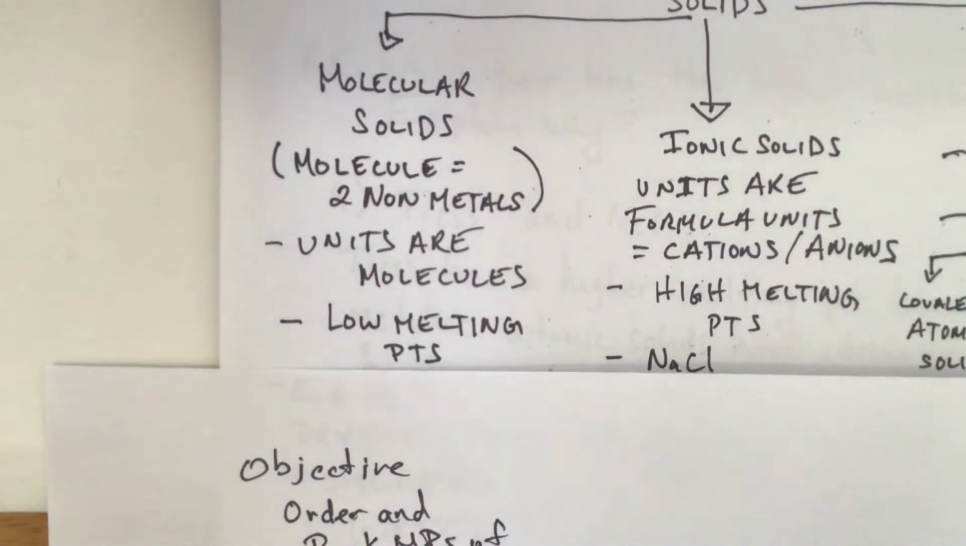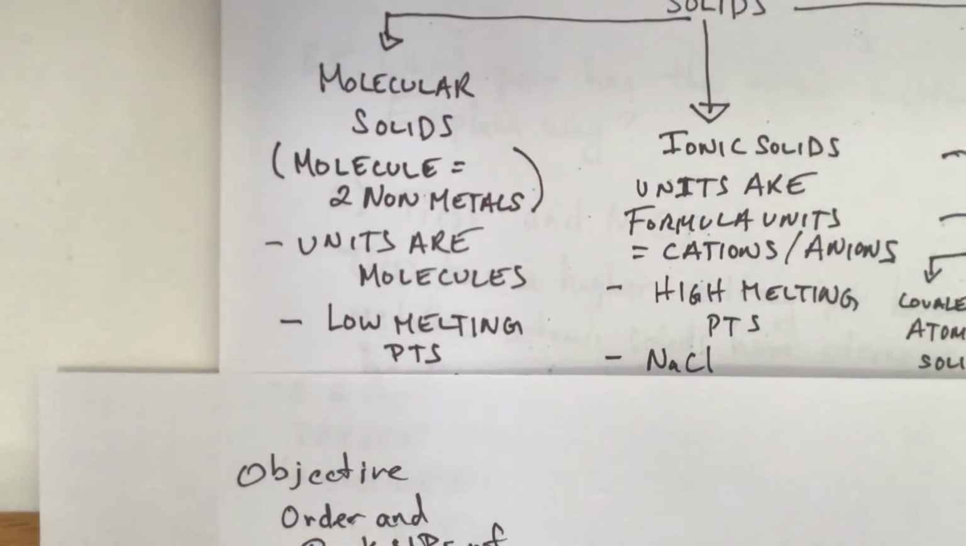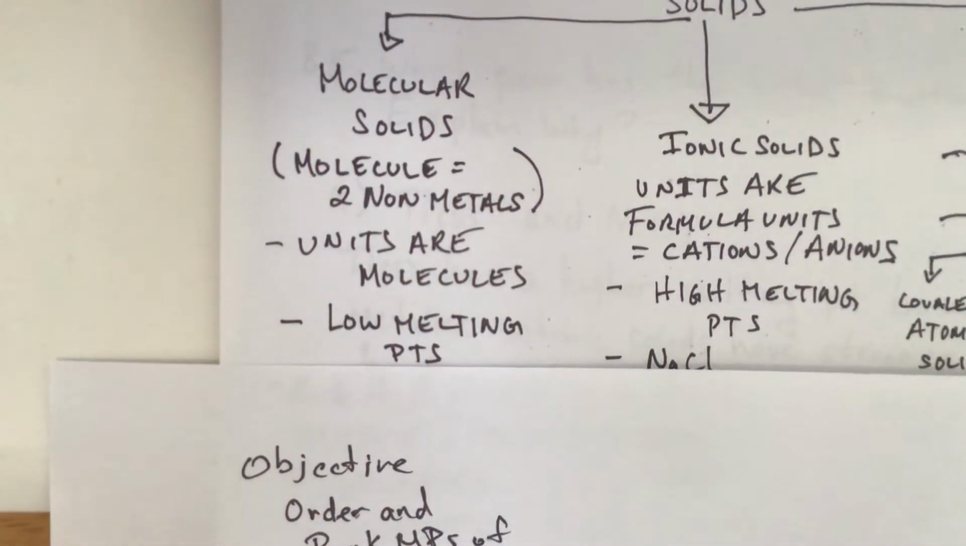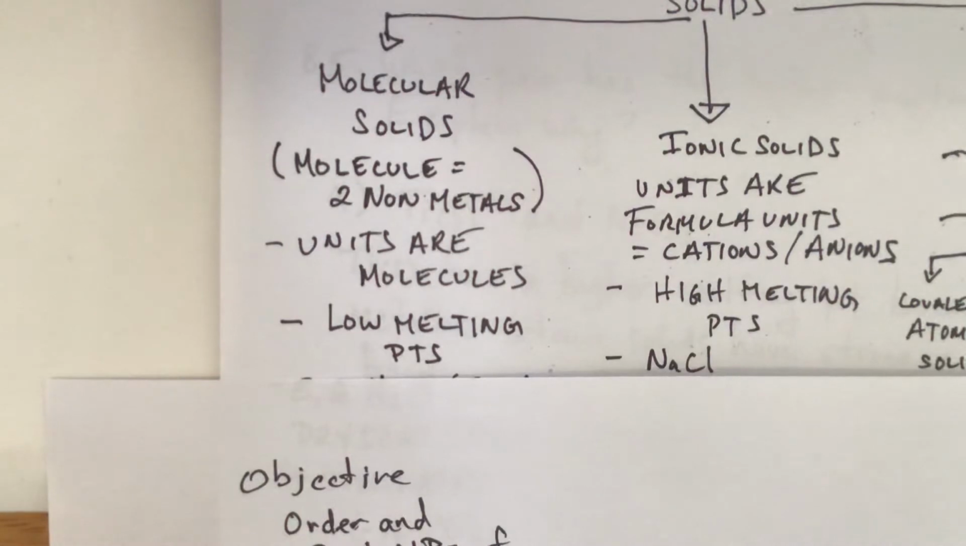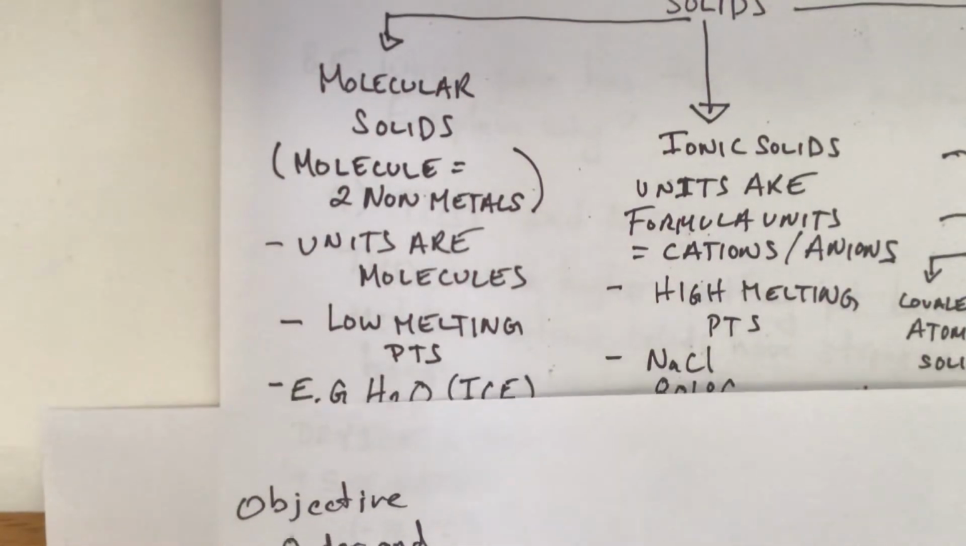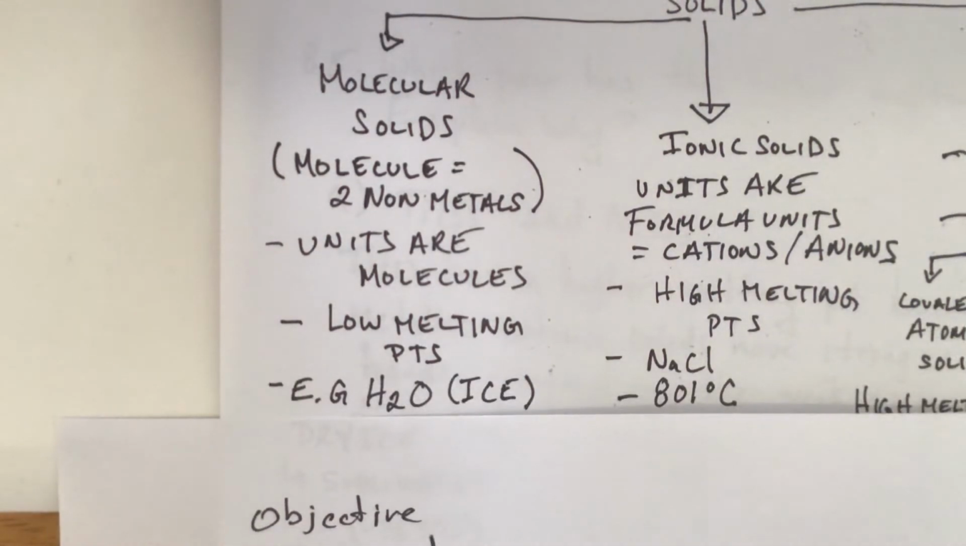These are two nonmetals bonded together with covalent bonds. When we have two nonmetals together, they're going to share their valence electrons, and so they're going to have covalent bonds. Depending on the electronegativity differences, those covalent bonds can have more of a polar covalent character or more of a pure covalent character. But molecular solids are characterized by low melting points. Okay? For example, ice.